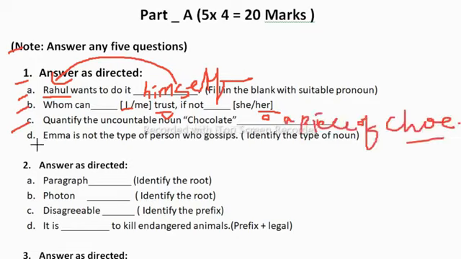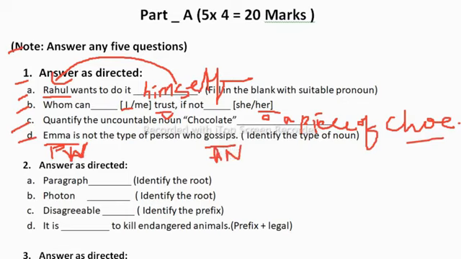D. Emma is not the type of person who gossips. Identify the type of noun here. You can identify two nouns here. Emma, which is a proper noun, the name of a person, and gossip, which is an abstract noun, which is a feeling. We cannot see this. This noun video also I have uploaded on my YouTube channel. You can watch it. Abstract nouns are the nouns which we cannot identify using our five senses, but they can be felt. That comes under abstract nouns.